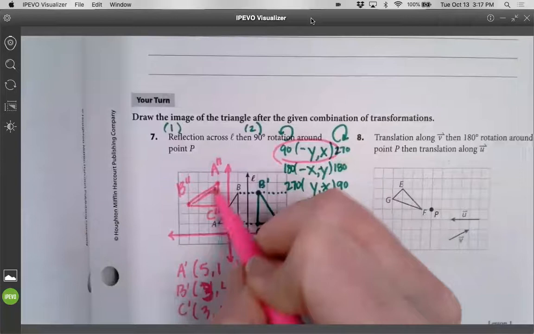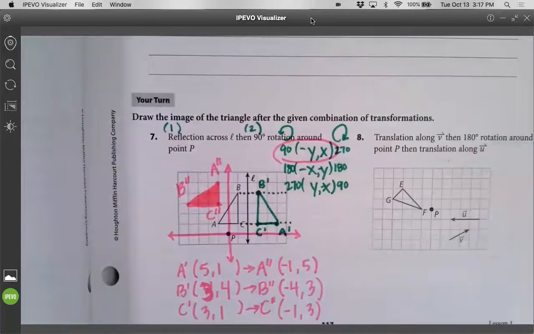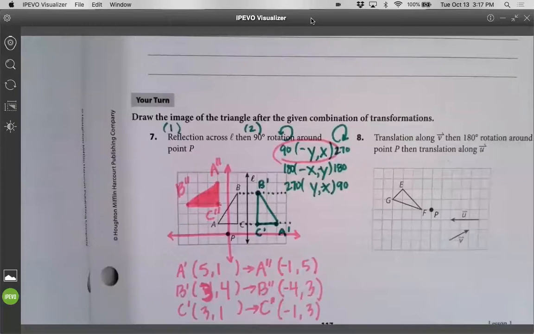I usually shade in the last one if we're working on paper, just because if you're doing sequences of transformations, you should have the same figure drawn multiple times on the same graph. So if you were to examine these, because we did a reflection and because we did a rotation, and rotations and reflections keep all the same angle measures, they keep all the same side lengths, they keep betweenness, then all three of these triangles should be congruent with each other, because reflections produce congruent figures and rotations produce congruent figures.